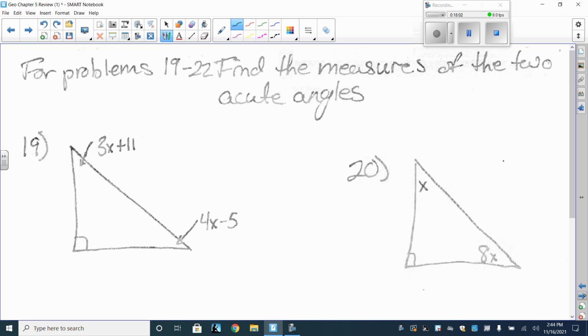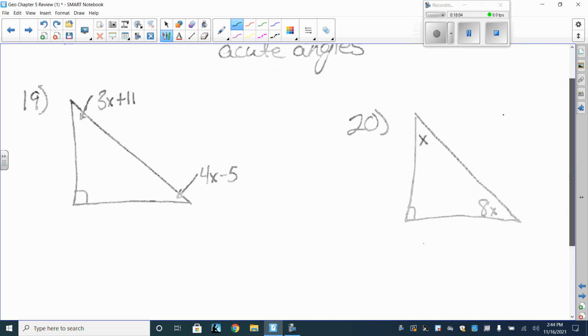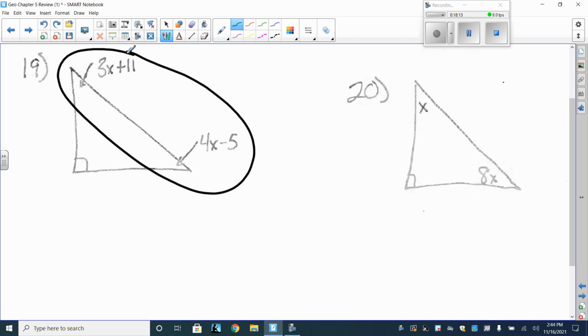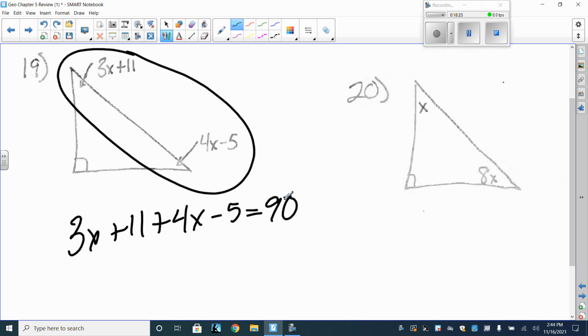Now this is a right triangle, yes? So we do know that all three angles add together to be 180. Or these two acute angles of the right triangle add together to be 90. So we could add them all together and set it equal to 180, or add the two acute angles together and set it equal to 90.